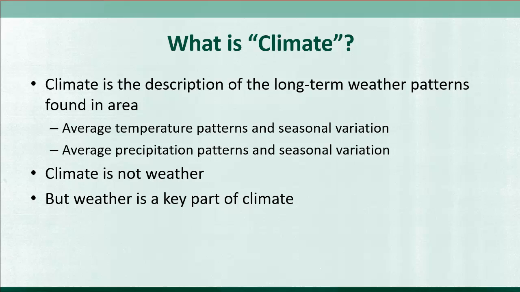Climate is the way that we describe any particular part of the world and what its long-term weather is like. And by long-term weather, we're referring here to how its temperature fluctuates and changes over the course of a year, and how its precipitation changes and reflects over the course of the year. Climate isn't weather per se, but weather is a very important part of climate.